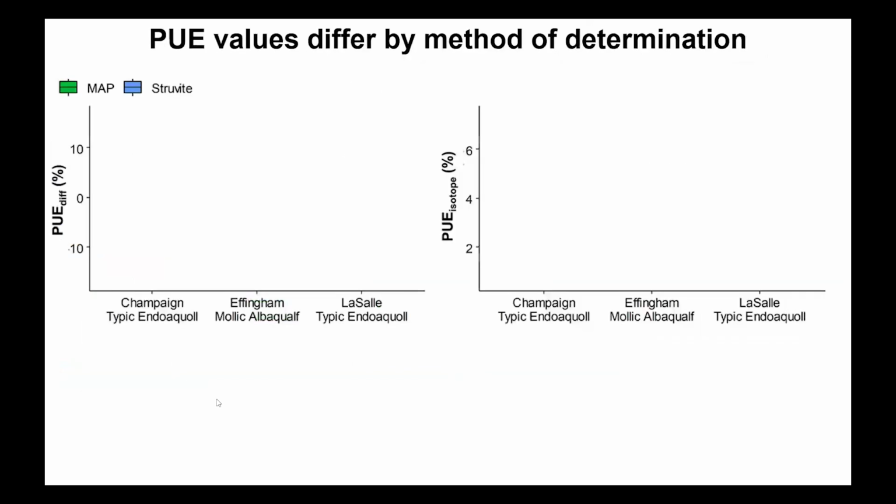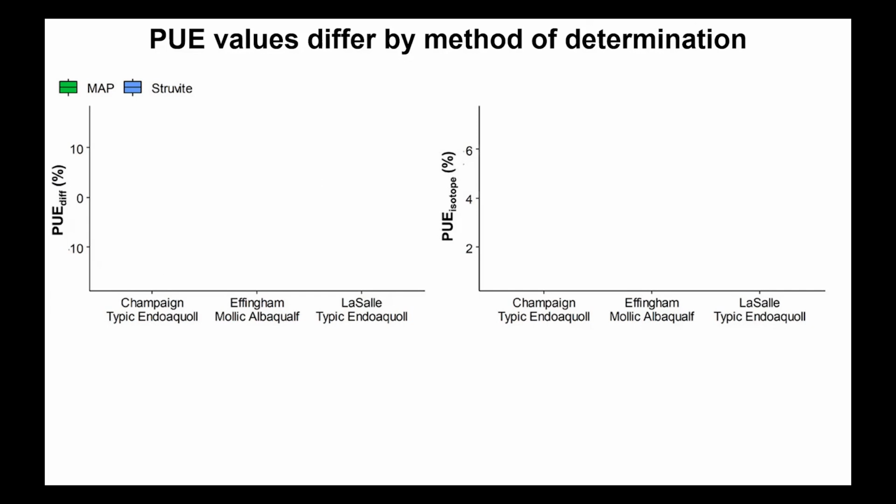Okay. So now let's look at the PUE data from the current paper that we're discussing. What I'm going to show you is the three soils from left to right. On the left-hand side we've got PUE by difference as a percent. And yes, that axis goes negative. I'm going to indicate that more clearly there. On the right-hand side is PUE by isotope, which does not go negative. In green, we have MAP, the higher solubility P source. In blue, we have struvite.